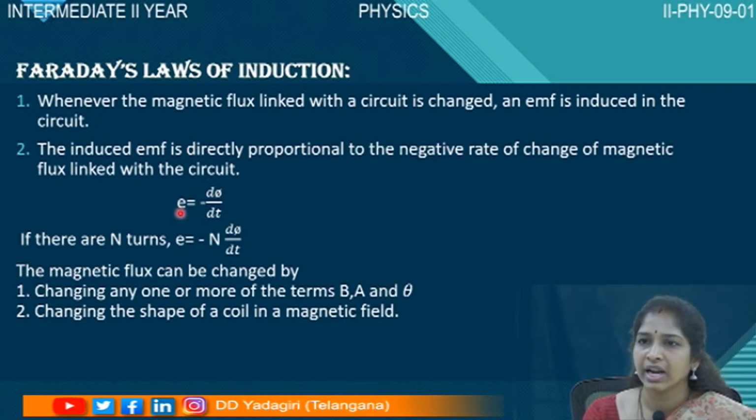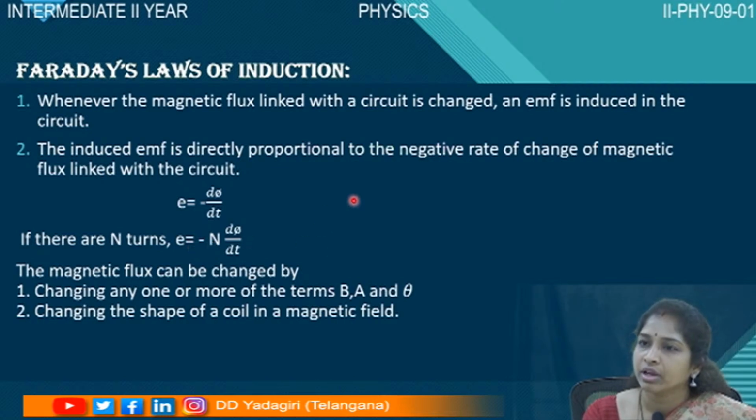So according to Faraday's second law, E is directly proportional to the negative rate of change of magnetic flux. So we can write, E is directly proportional to minus d phi by dt. If I remove this proportionality, we get a constant. So E equals minus, because negative rate, minus constant n into d phi by dt. Actually, this n indicates the number of turns in a coil. If the coil consists of only one turn, I substitute n is 1, so E equals minus d phi by dt only.